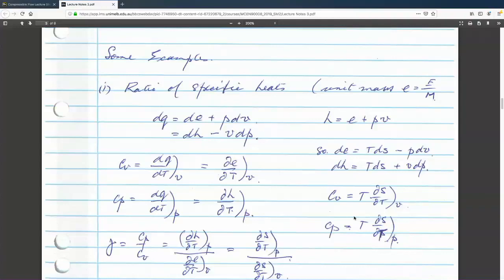And so gamma, the ratio of these specific heats, CP over CV, will be dH/dT at fixed pressure divided by dE/dT at fixed volume, but this is also equal to the ratio of dS/dT at fixed pressure divided by dS/dT at fixed volume. So that's rather simple. And now we could go one step further and work it out.